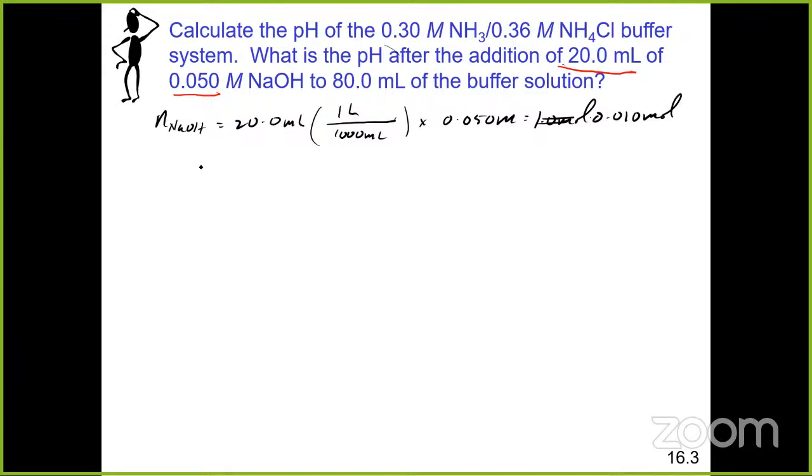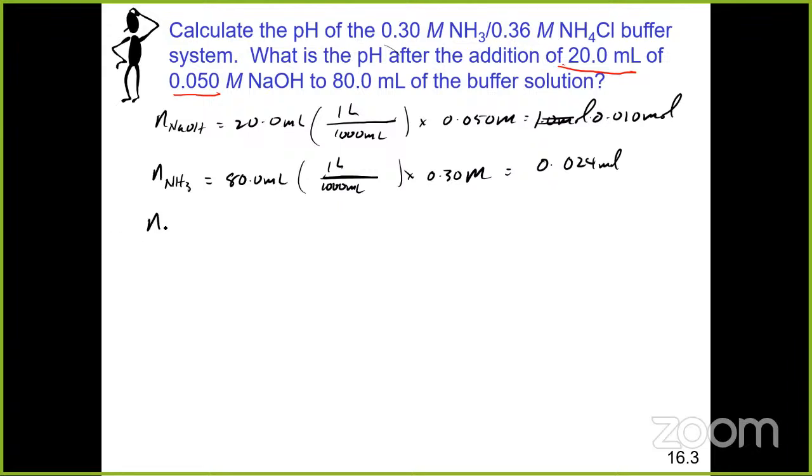So let me see. Another thing I need to do, before I even do that, is calculate the number of moles of the ammonia. And according to the question, the volume of the buffer solution is 80.0 mL. Again, we have to convert that to liters, 1 liter over 1,000 mL, and then multiply by the molarity, which is 0.30 M. Let's see what that gives. 80 divided by 1,000 times 0.3. So according to my calculations, 0.024 moles would be the result.